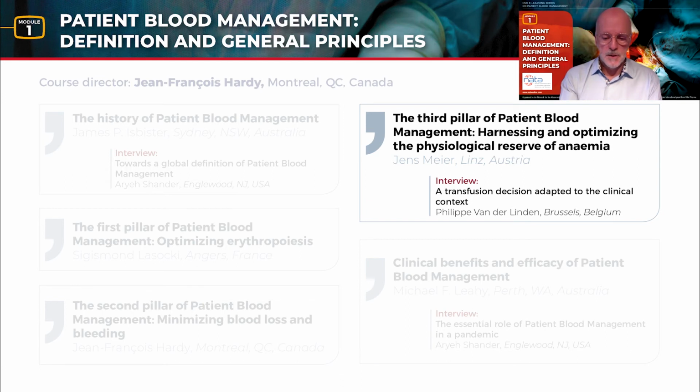The next presentation will be by Professor Jens Meier. Professor Meier is head of the Department of Anesthesiology in Linz, Austria. And Professor Meier has worked extensively on oxygen delivery and oxygen consumption. He is now chairman of the scientific committee of NATA.